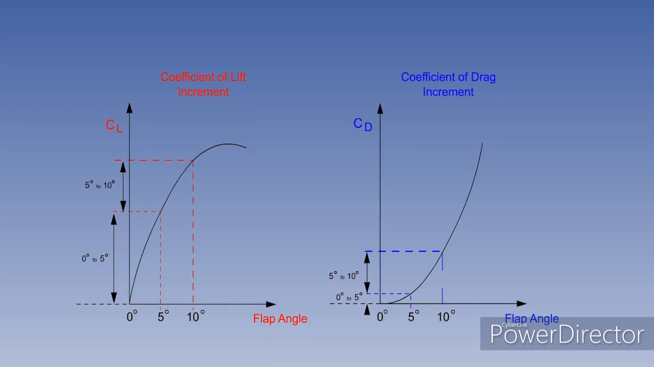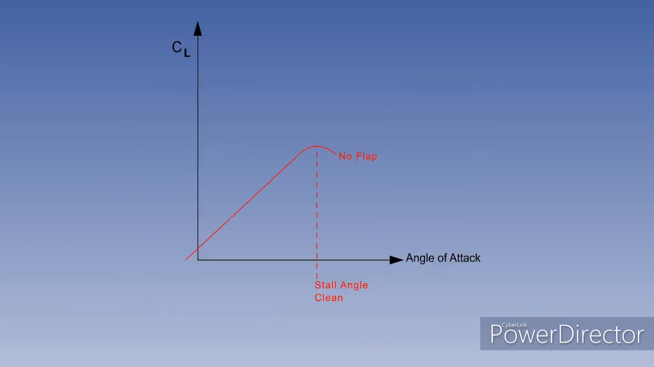For takeoff, only the smaller flap angles are used, because drag must be kept to a minimum to optimize aircraft acceleration. This will be discussed in more detail in later lessons. The CL angle of attack graph shows a reduced stall angle with trailing edge flaps selected. This is because the lift curve is plotted using the original chord line, before the flaps are lowered.